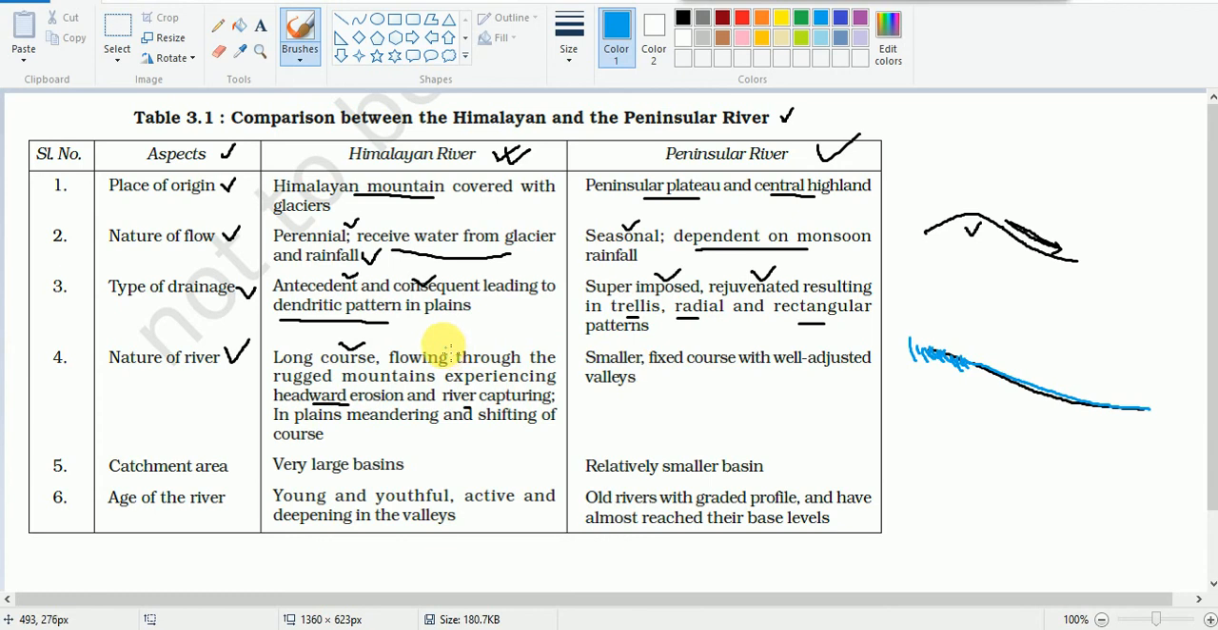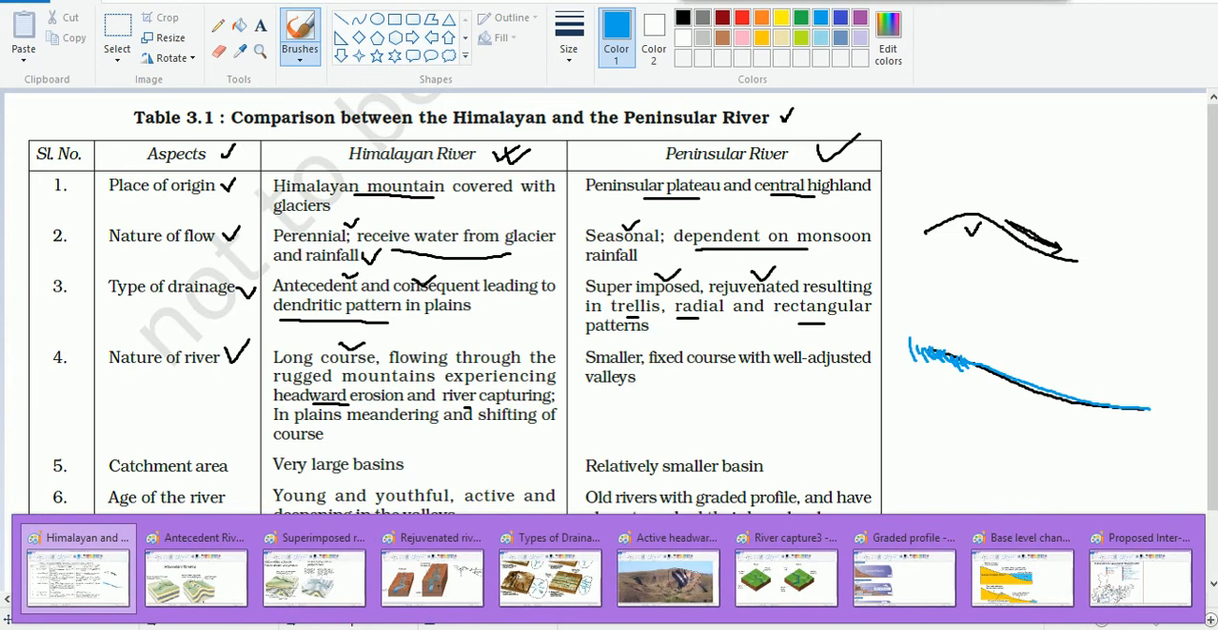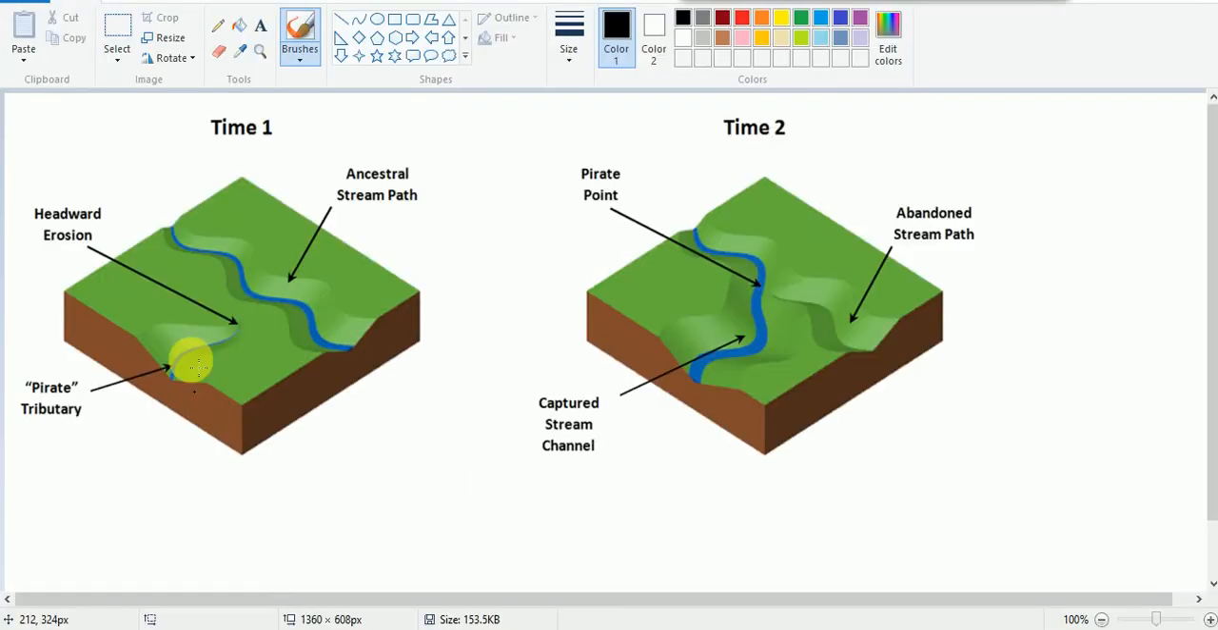Then river capturing. This is another phenomenon, and for river capturing, see here. In this case, a river is flowing here. Here the level of the land may be higher than this river. Another river is cutting from this side, and let us assume that this section of land is higher than this area.